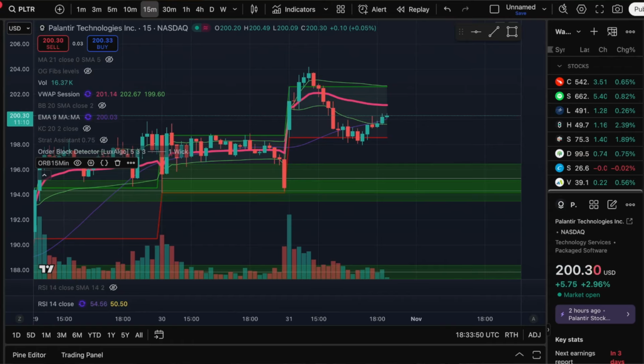All right, so what is an order block, right? An order block is just another way of saying, hey guys, this is where smart money is sitting, right?